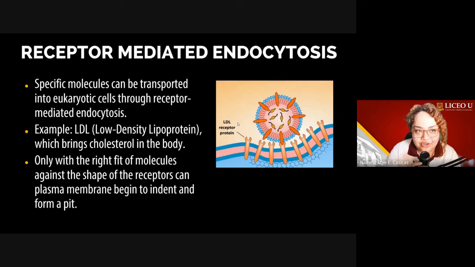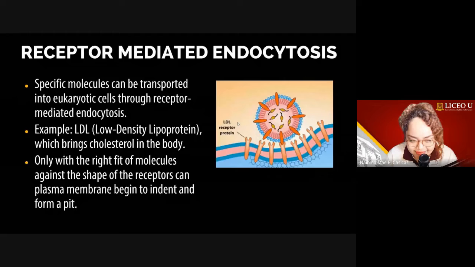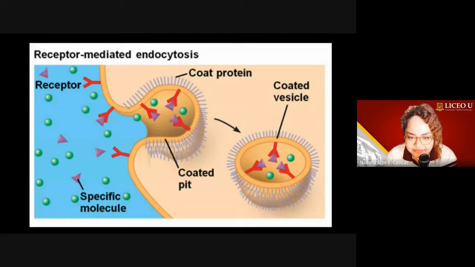There are certain molecules that are transported through this method, like your LDLs or your low-density lipoproteins. They are rather big compared to other molecules. So since they are larger and they are fat-soluble, they will need to be transported through a receptor. So only with the right fit of molecules against the shape of the receptors can the plasma membrane begin to indent and form a pit. So those are your three processes.